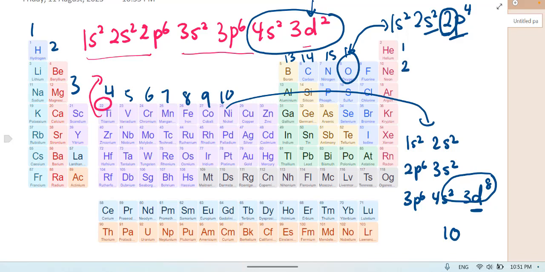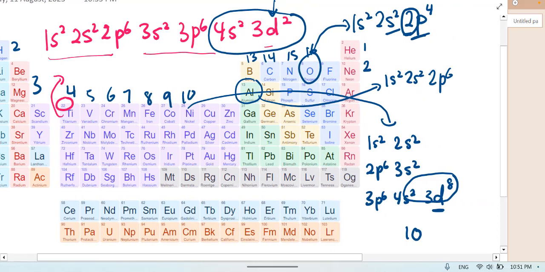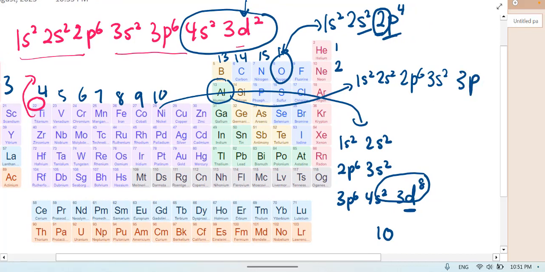Why don't we try aluminium? 1s2, 2s2, 2p6, 3s2, 3p1. So P block, period 3. 2 plus 1, 3 valence electrons, group 13. So the electronic configuration can figure out the position of the element in the periodic table.